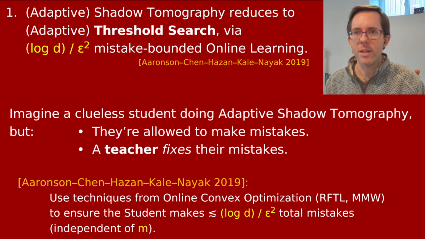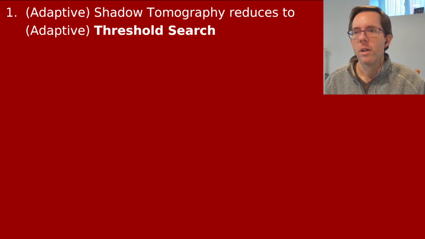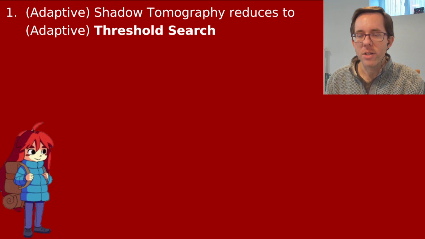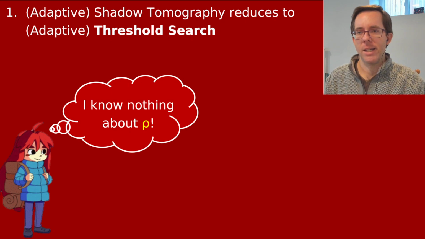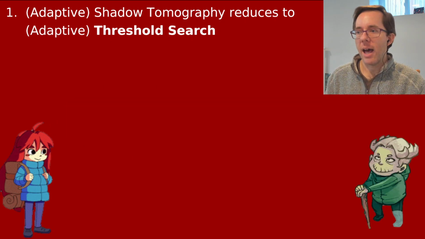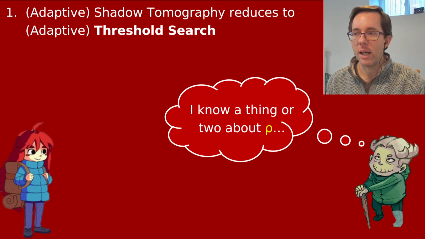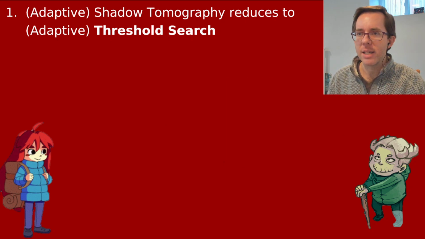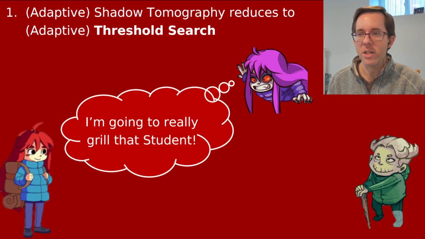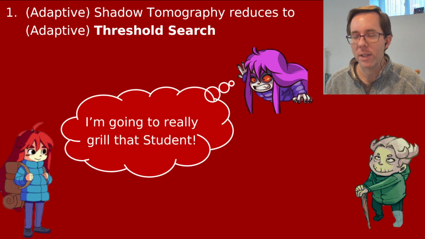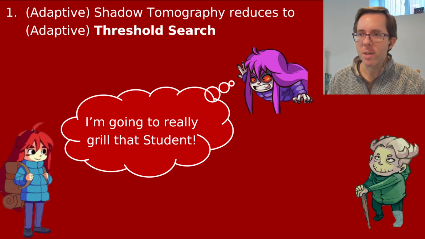So let me explain the scenario a little bit more. Here is the clueless student, and they have no idea what's going on with this state rho, but they're being asked to estimate these rho of A_t values. But as we mentioned, they have a teacher, and she actually does know some things about the state rho. She has some information about rho. And the third character is the adversary, and this adversary is going to try to grill the student on these expectation values, rho of A_t. So the game goes something like this.